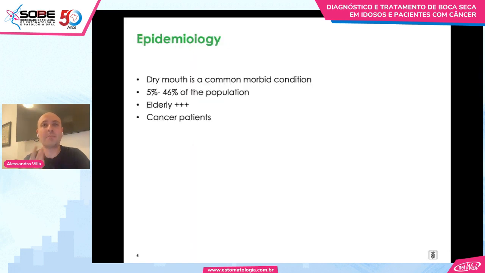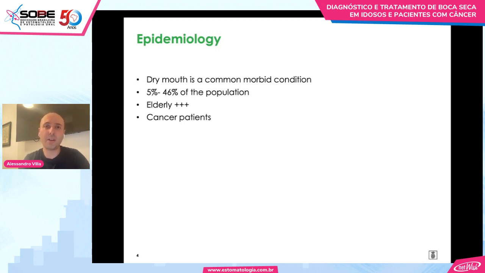When we look at the problem of dry mouth, we know that it's a very common and morbid condition. When we look at the epidemiological data, as you can see here, we see a big range of the epidemiology and prevalence of dry mouth, from 5% up to almost half of the population. This is an issue that is more common in the elderly, and we'll see that cancer patients may also be affected by these morbid complications.